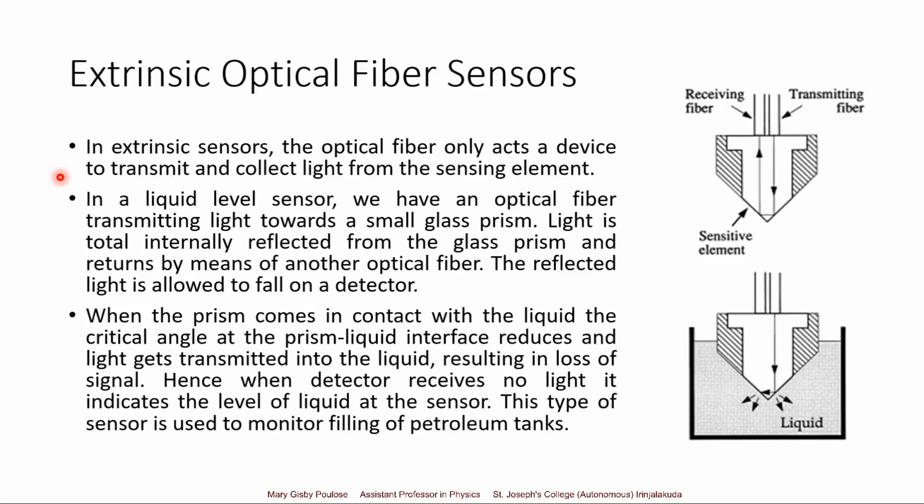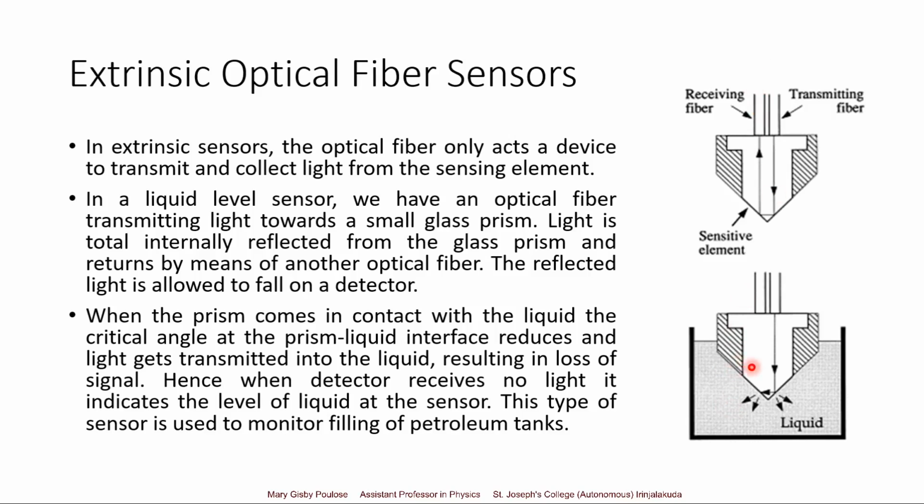Now, in extrinsic sensors, the optical fiber only acts as a device to transmit and collect light from another sensing element. So here the optical fiber is just giving light to the sensor and it then just collects light from this sensor. This is the image of a liquid level sensor, and here we have an optical fiber transmitting light towards a small glass prism. Here light gets total internally reflected, and the reflected light is captured by the receiving fiber, and light from this receiving fiber falls on a detector to detect it.